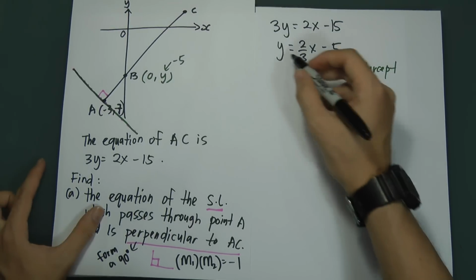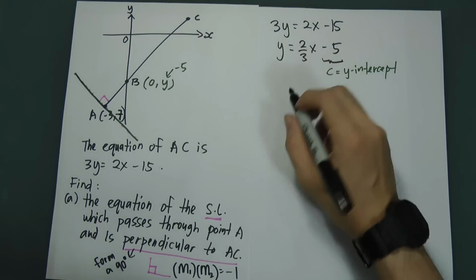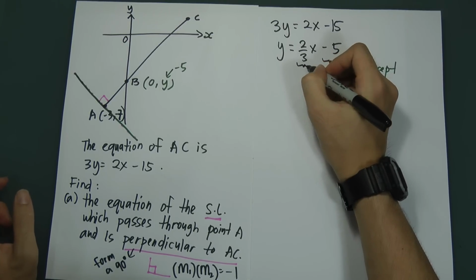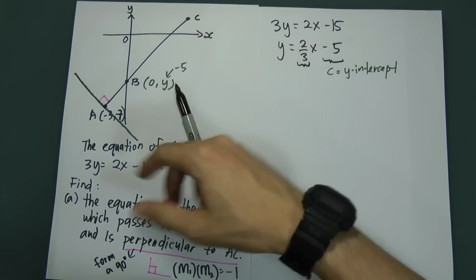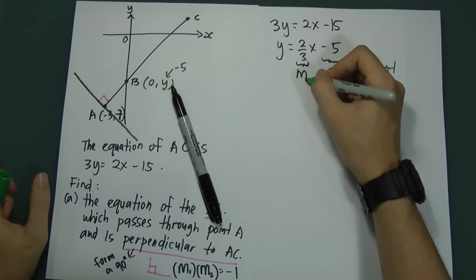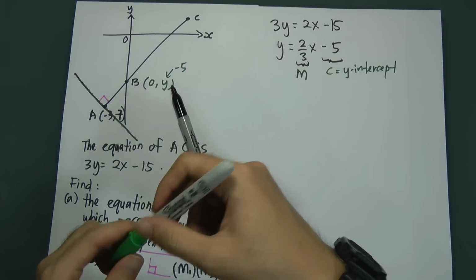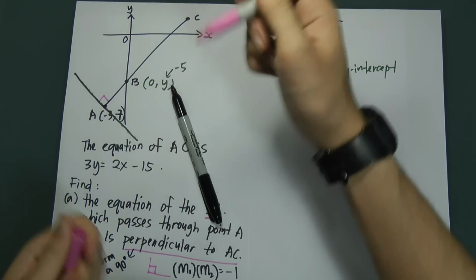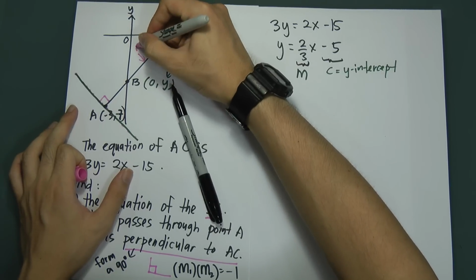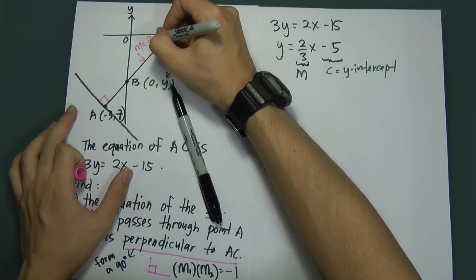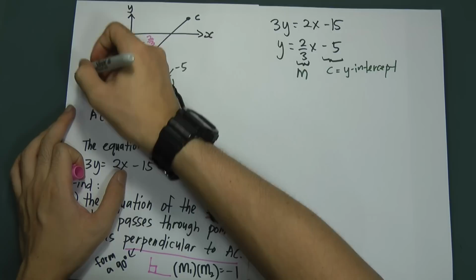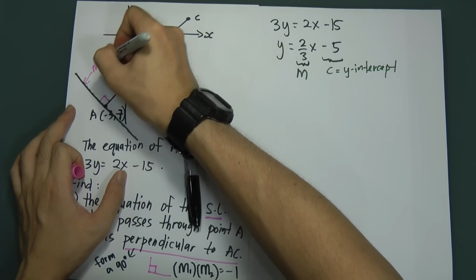Now, it's good if I straight away change to y equals mx plus c, because what is this? 2 over 3 is the gradient m. So over here I know the gradient of this straight line is 2 over 3. Now we want to find the gradient for this straight line.